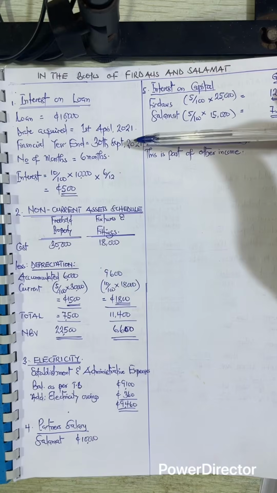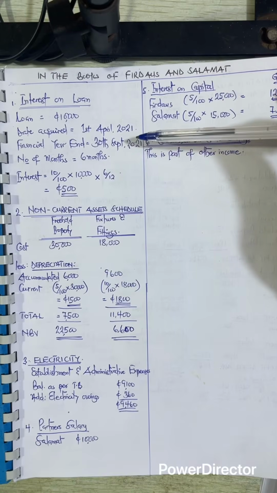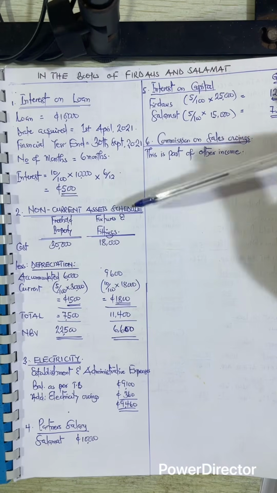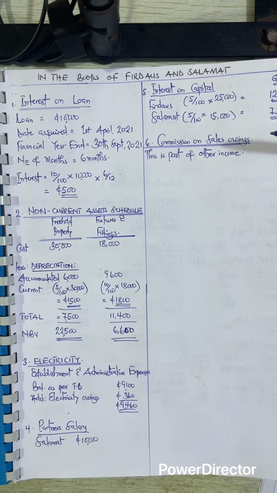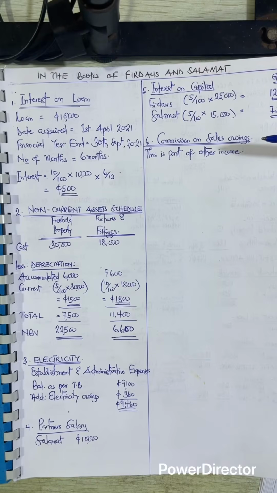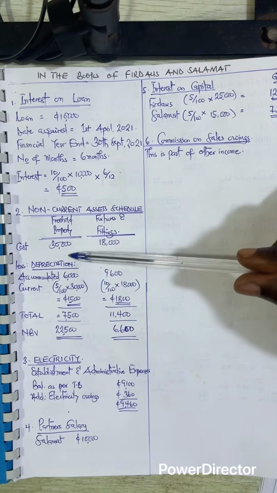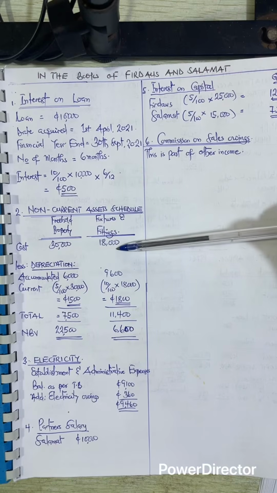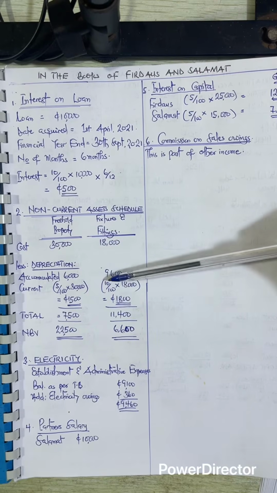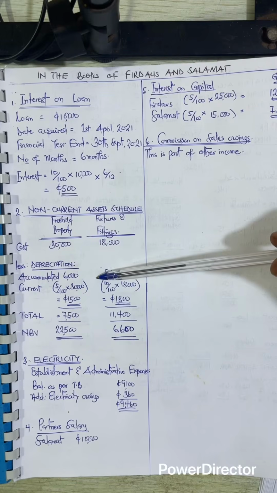This interest on loan will be credited to Firdaus's current account because it will increase, or it will be in the benefit of Firdaus. Then we come to the non-current asset schedule. We have two main assets. We have freehold property and fixtures and fittings. Then according to the additional information we read, we saw that in the account balances, the cost for freehold property was 30,000. Fixtures and fittings was 18,000. Then the next thing you have to do is to determine their total depreciation.